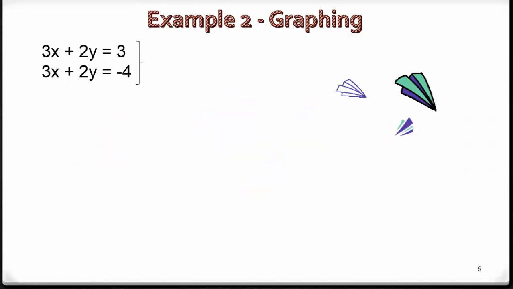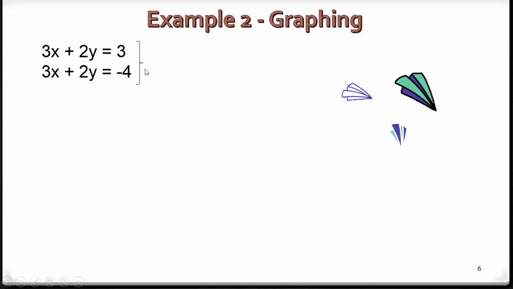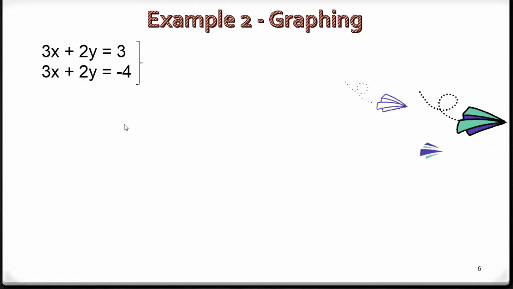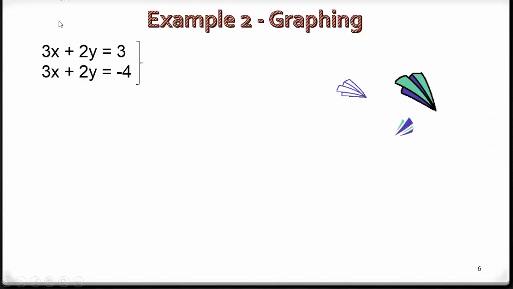In example number 2, we have these two equations. And we're going to solve these two equations using the technique of graphing and see what happens. What I'm going to do in this example is put everything in terms of y equals mx plus b, or the slope-intercept formula.